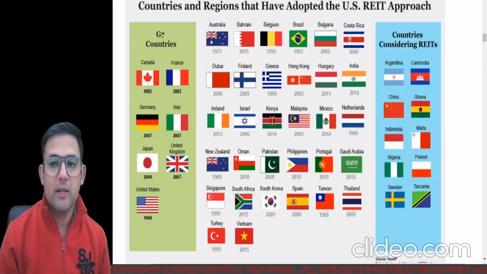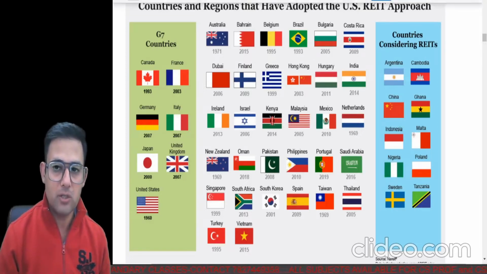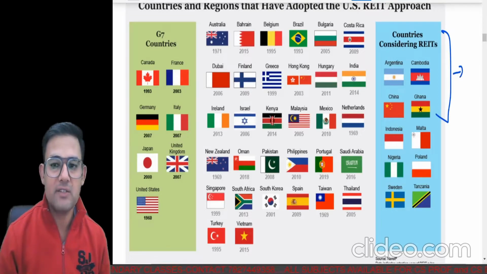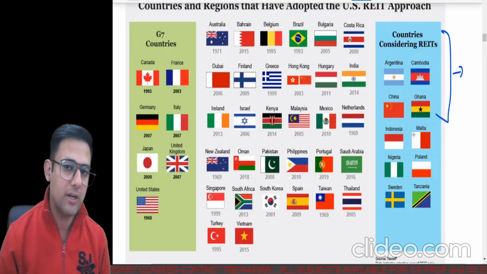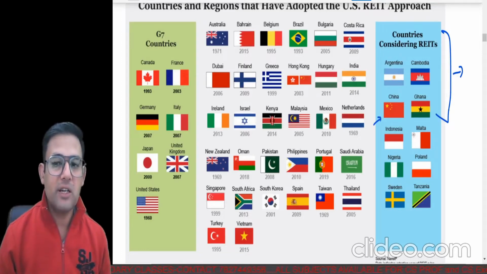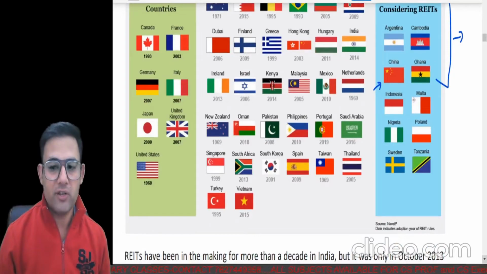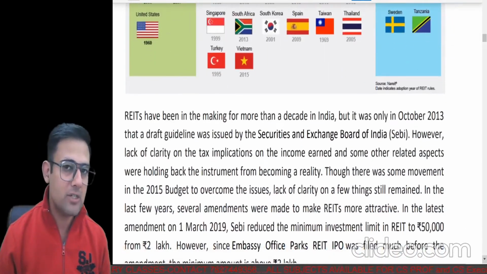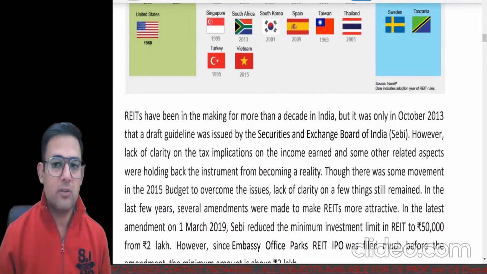But other than that, most of the developed countries have already started, except the ones mentioned here on the right-hand side. These countries are still considering whether or not to start REIT. China probably doesn't need REIT because it already has a lot of infrastructure and real estate established in place. So I think that way it is.